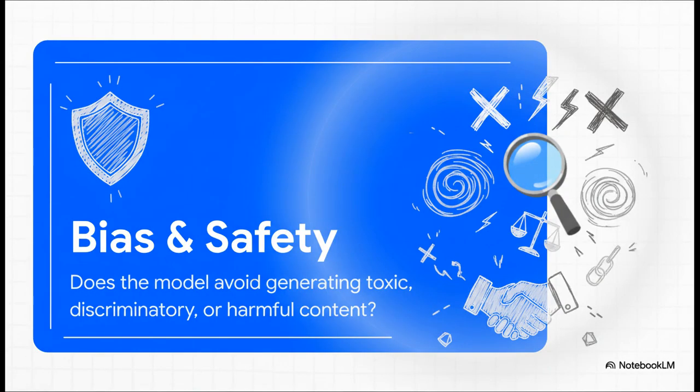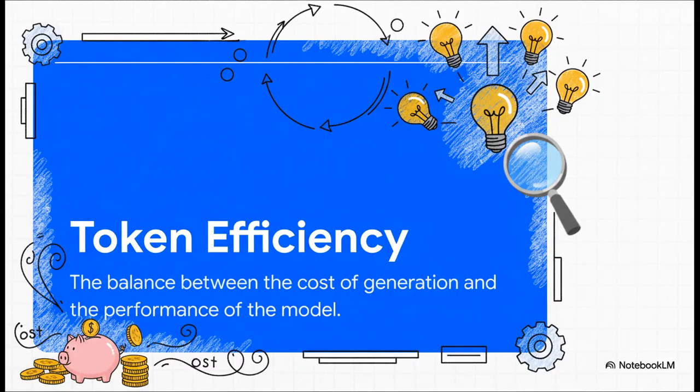Okay, now for one of the most critical dimensions of all, bias and safety. You have to evaluate a model on whether it avoids spitting out harmful, toxic, or discriminatory content. This isn't just some nice-to-have technical check. It's a foundational requirement for any system to be considered responsible and, frankly, usable. And finally, we have to get practical and talk about the business reality of it all, token efficiency. You can think of tokens as little pieces of words that the AI processes, and every single one costs money to generate. So the question here is, is the model giving us great answers without being ridiculously expensive to run?